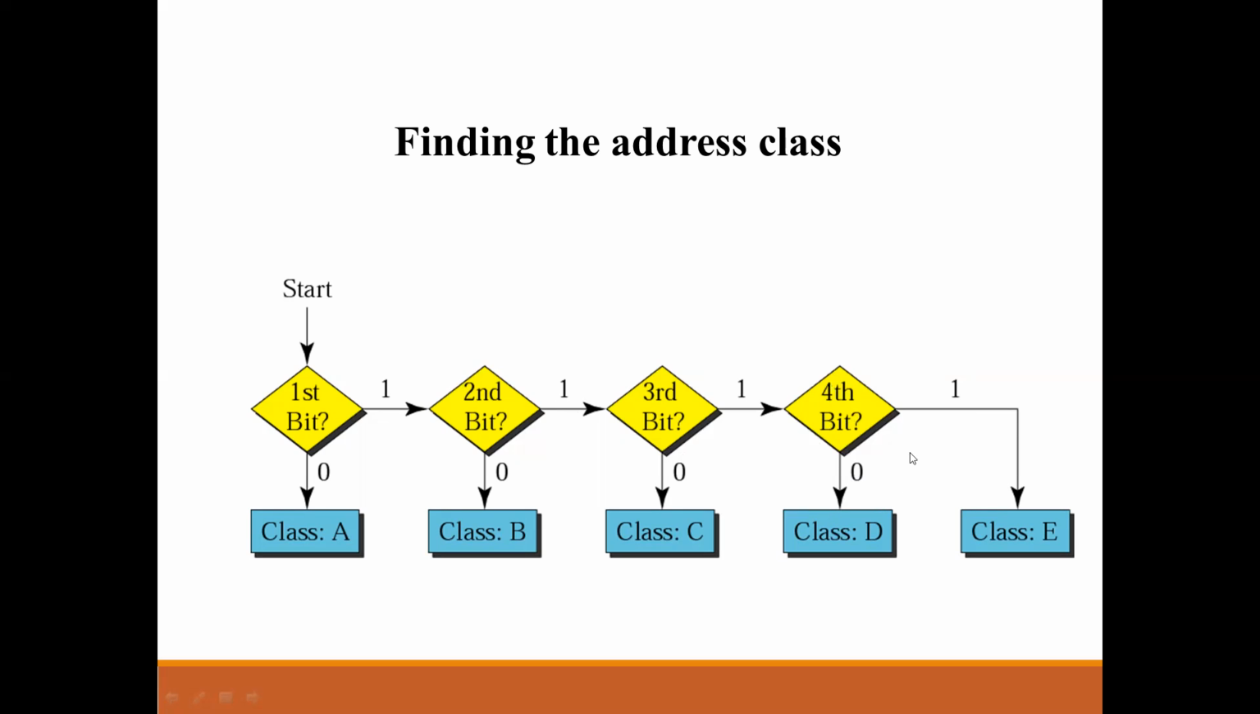And if it is not 0, if it is 1, then we have to go for the checking, that is 1, 1, 1, and 1, meaning all bits are 1, which is the class E addressing system. Okay, so like this, one by one, we have to check the bits, and if it matches that table, we can find the class of that address.